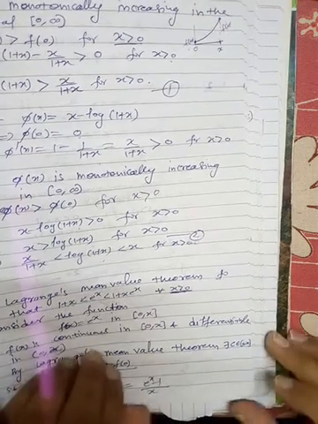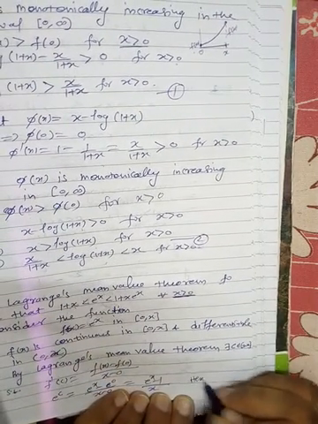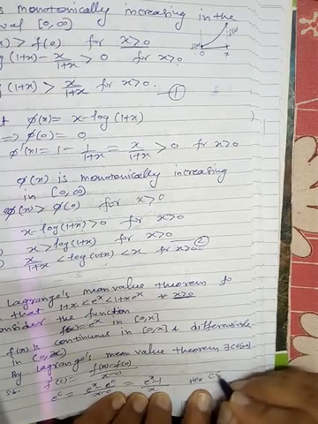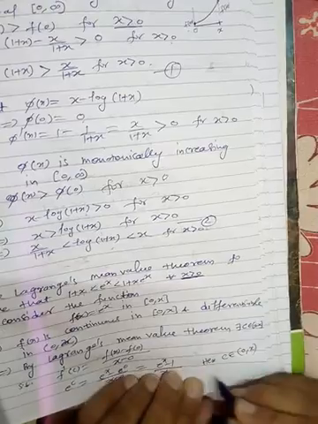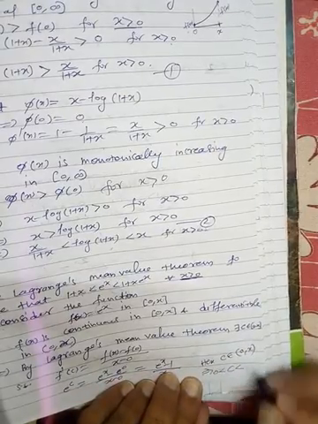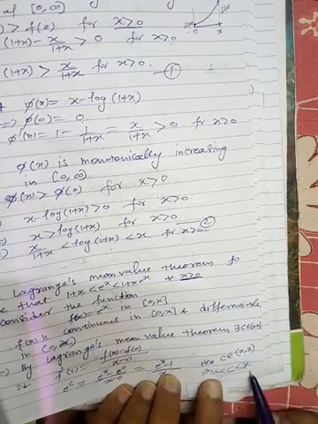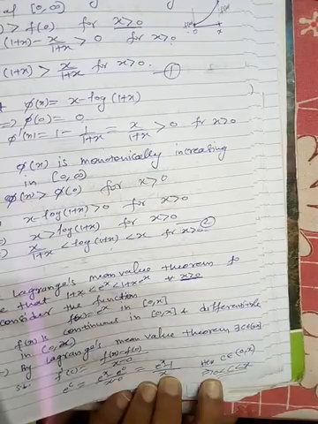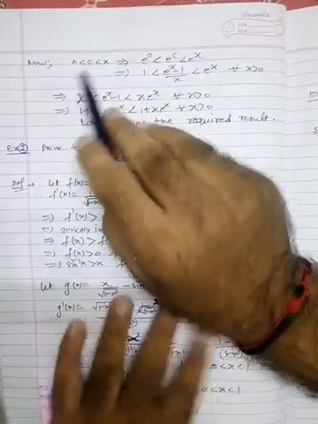Fine. Now, because c belongs to the open interval 0 to x, we can say that c is lying in between 0 and x. Now we will use this to prove this inequality. So let's see. We have this c in between 0 and x.